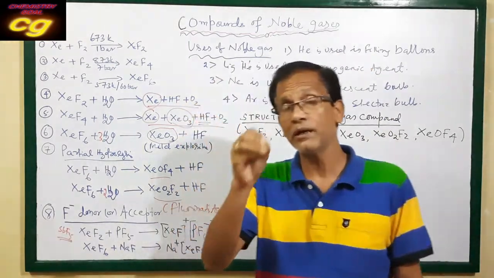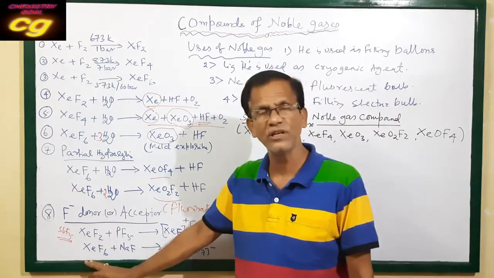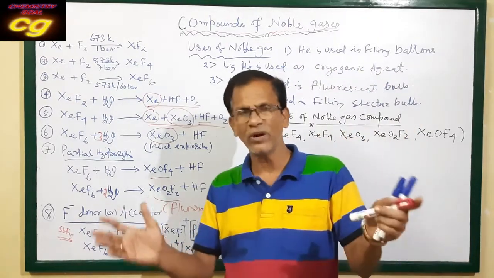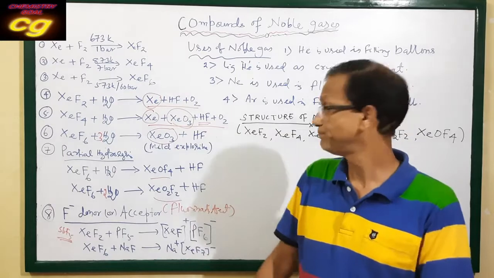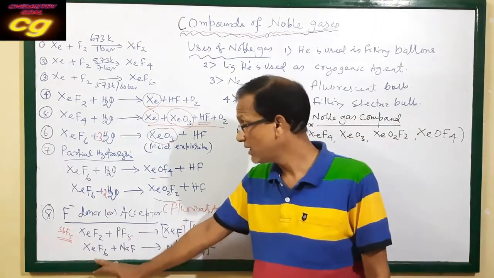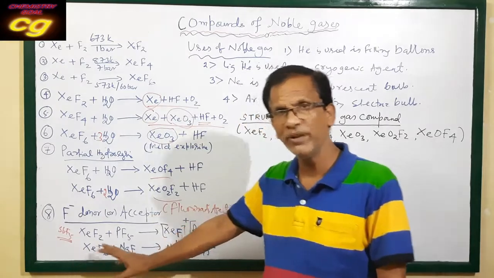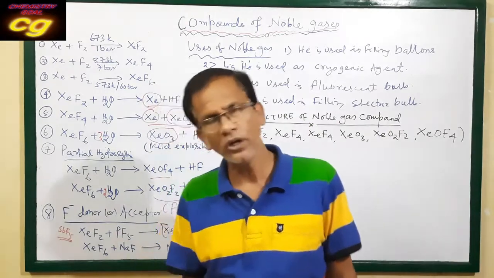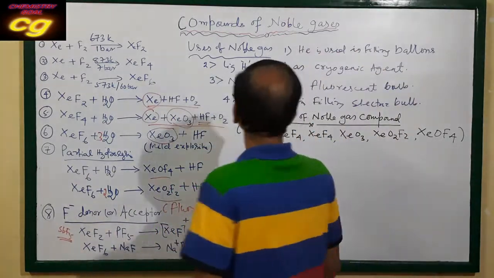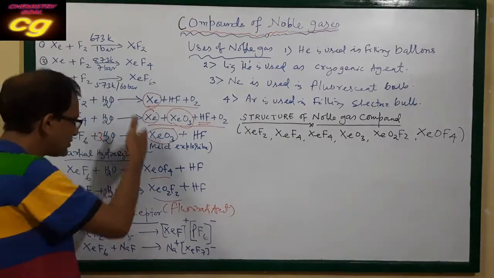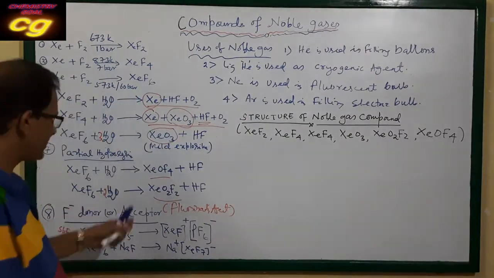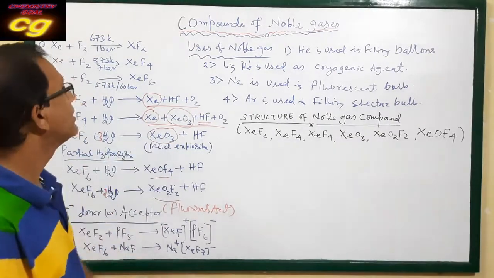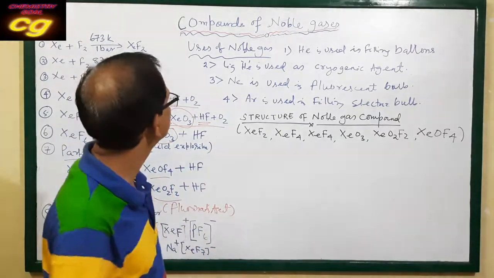Remember, alkali metal fluorides, when they react with the fluorides of xenon, always act as fluoride donors. Then automatically the fluorides of xenon will be acceptors. So this is the difference in the fluorides of xenon forming ionic compounds, acting as a fluoride donor or fluoride acceptor. So these are the very important properties of fluorides and oxides of xenon. Then what are the important uses of noble gases?